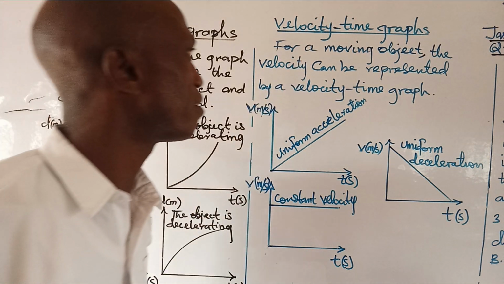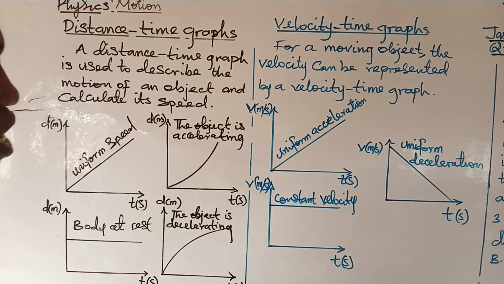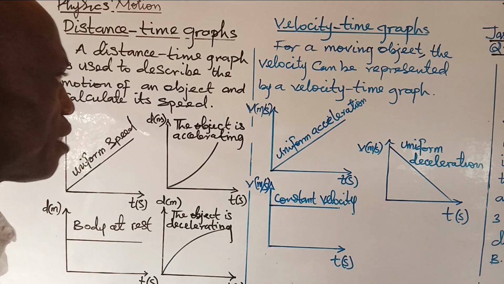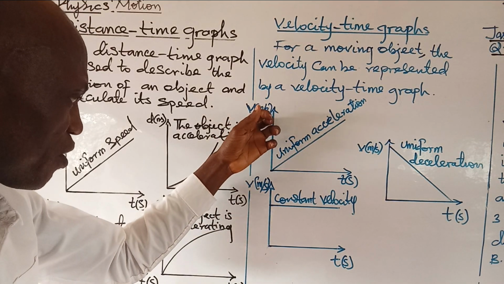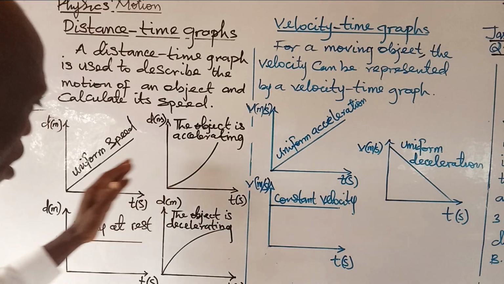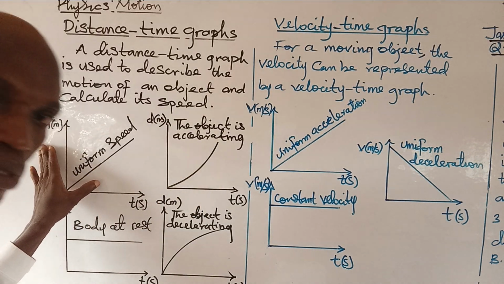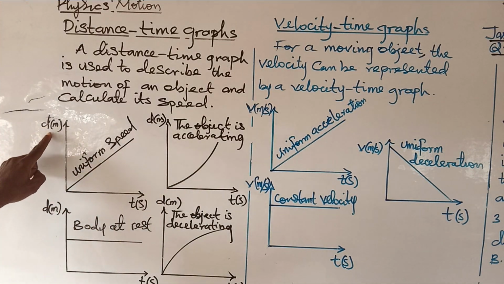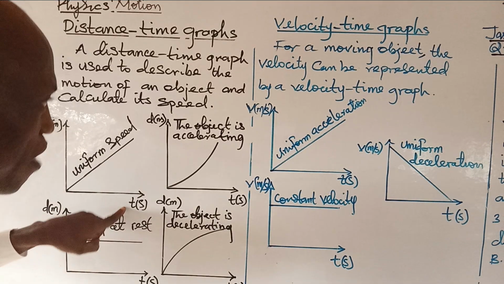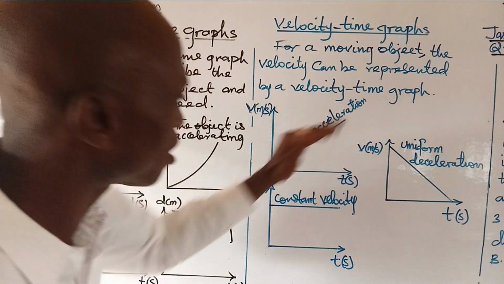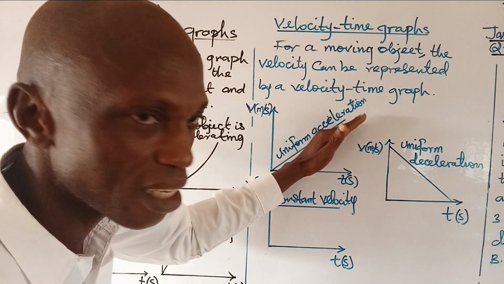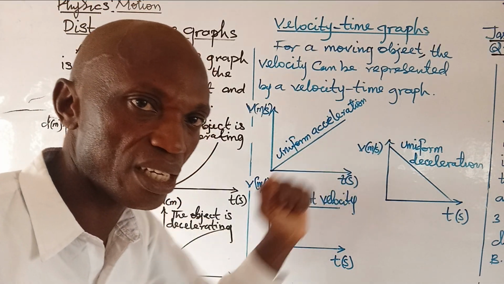Let's talk about velocity time graph. For a moving object, the velocity can be represented by a velocity time graph. Let's look at this diagram. It's a graph of velocity against time. Just like what we have here. It's so similar to what we have here. And you can see here is distance against time. Here we have velocity against time. The gradient of this straight line is uniform acceleration.